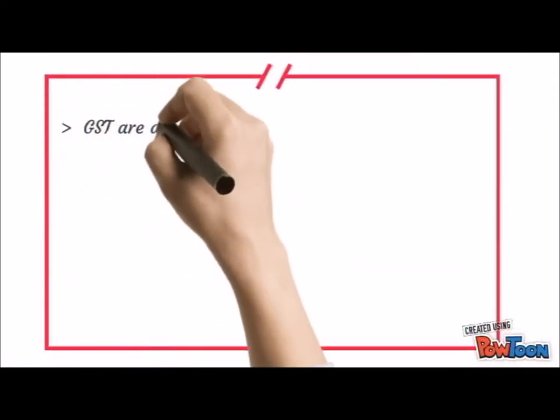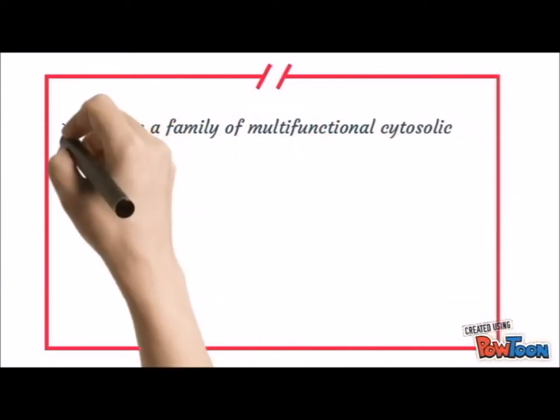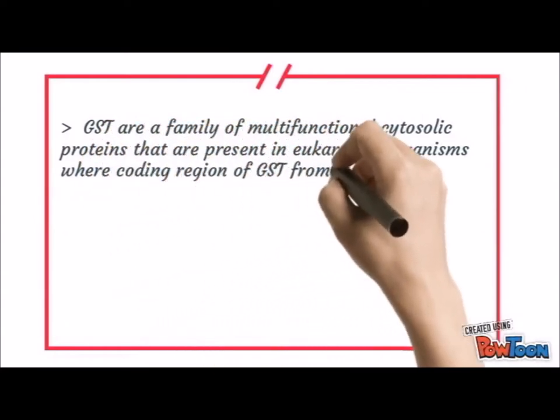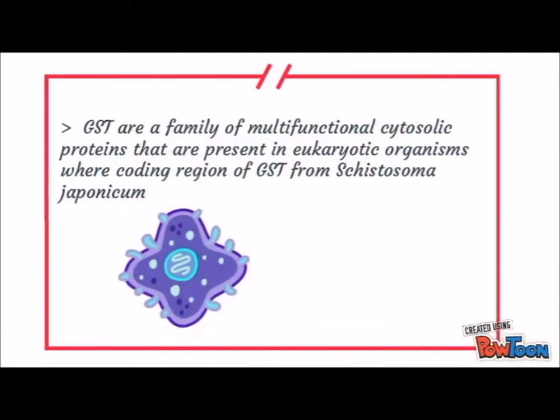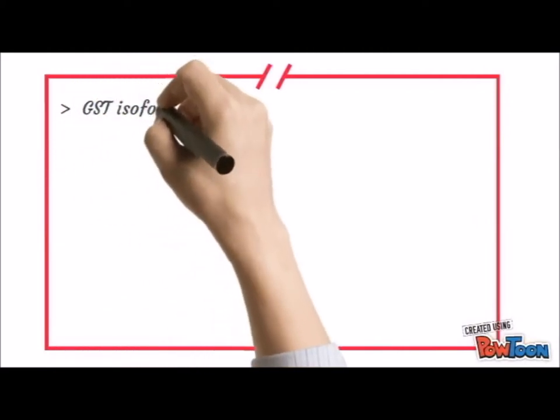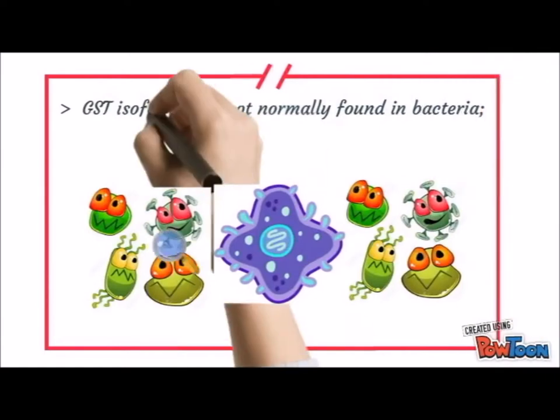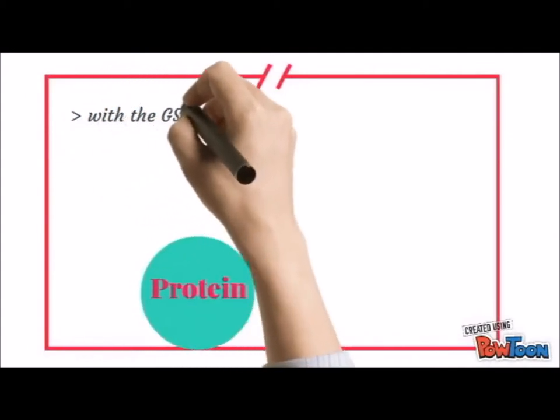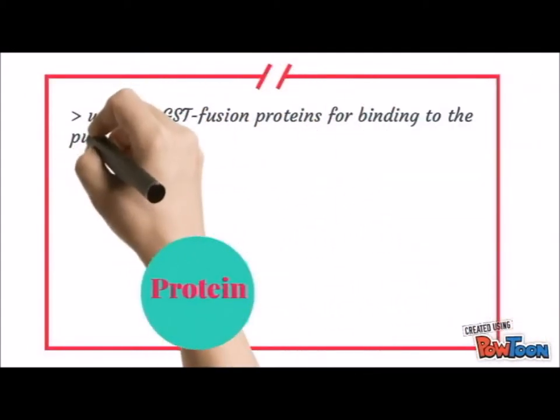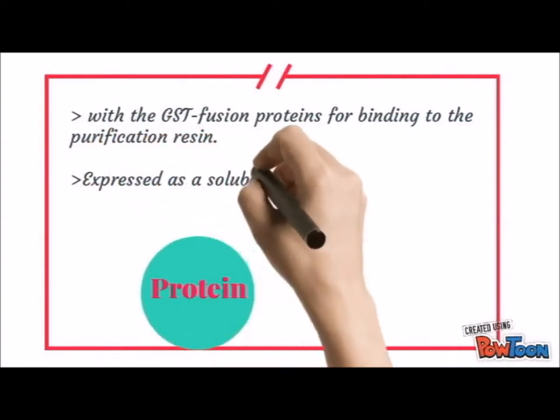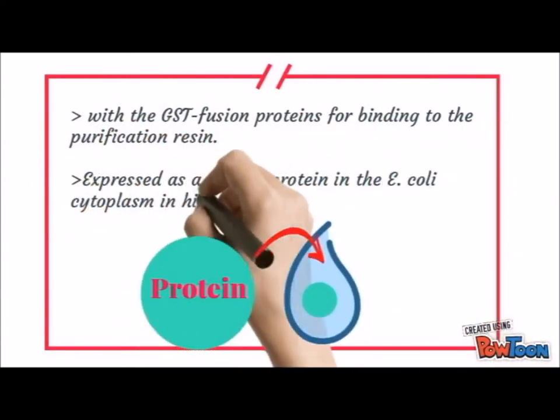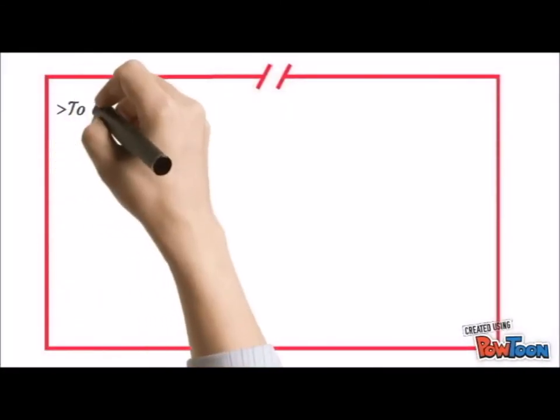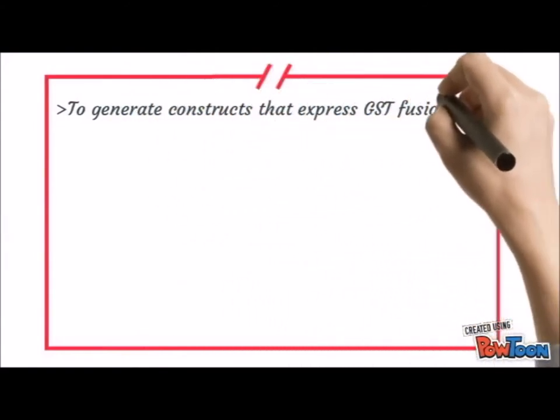GSTs are a family of multifunctional cytosolic proteins present in eukaryotic organisms, where the coding region of GST comes from Schistosoma japonicum. GST isoforms are not normally found in bacteria, so the endogenous bacterial proteins do not compete with it for binding to the purification matrix. It is also expressed as a soluble protein in the cytoplasm in high amounts and with full enzymatic activity.